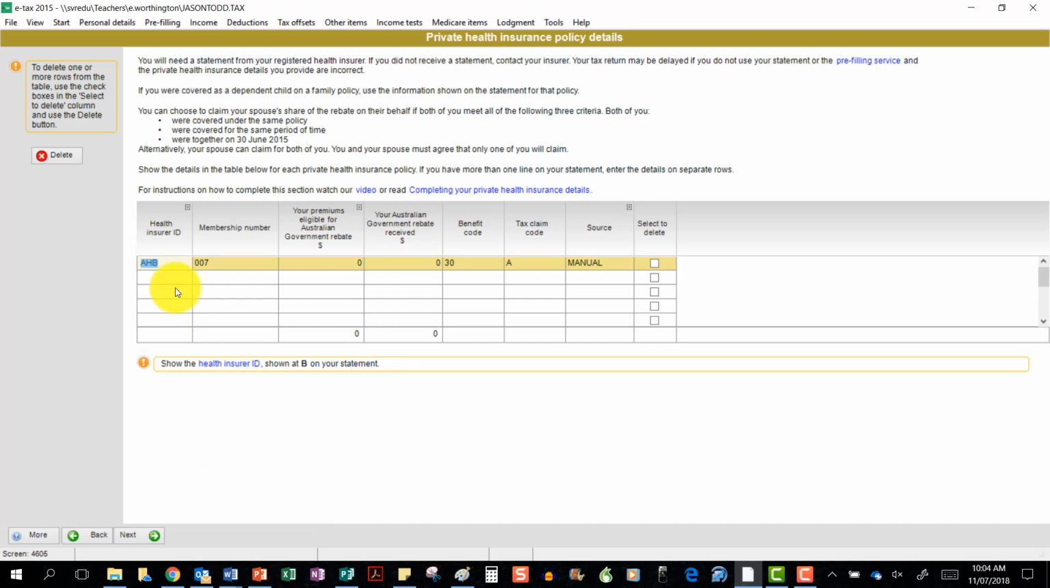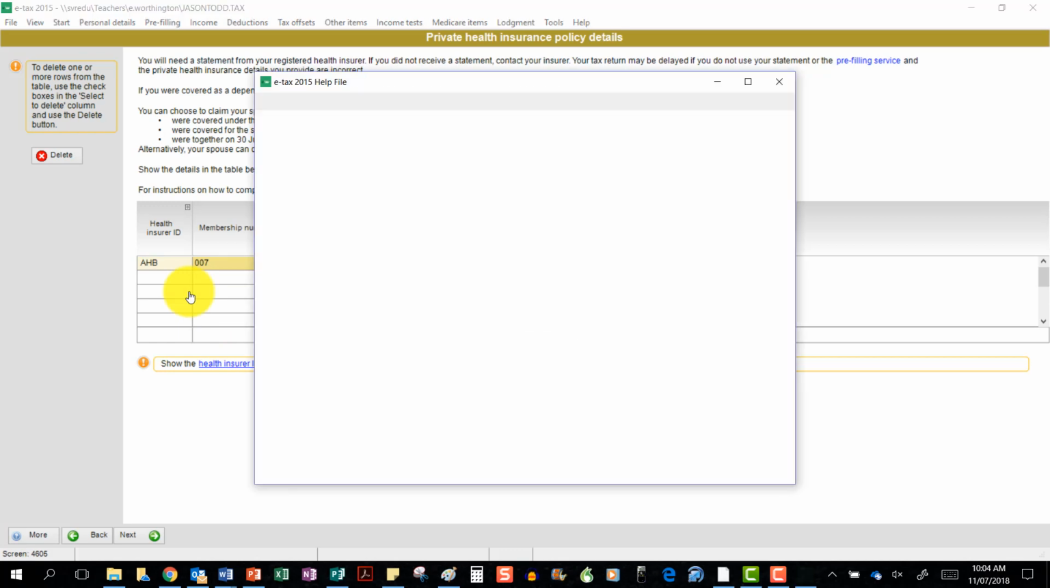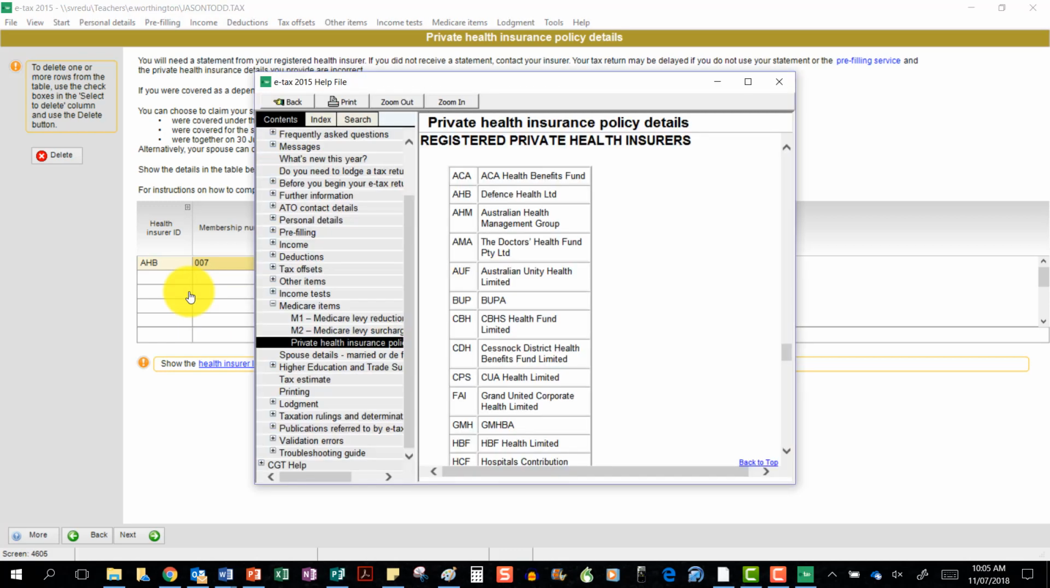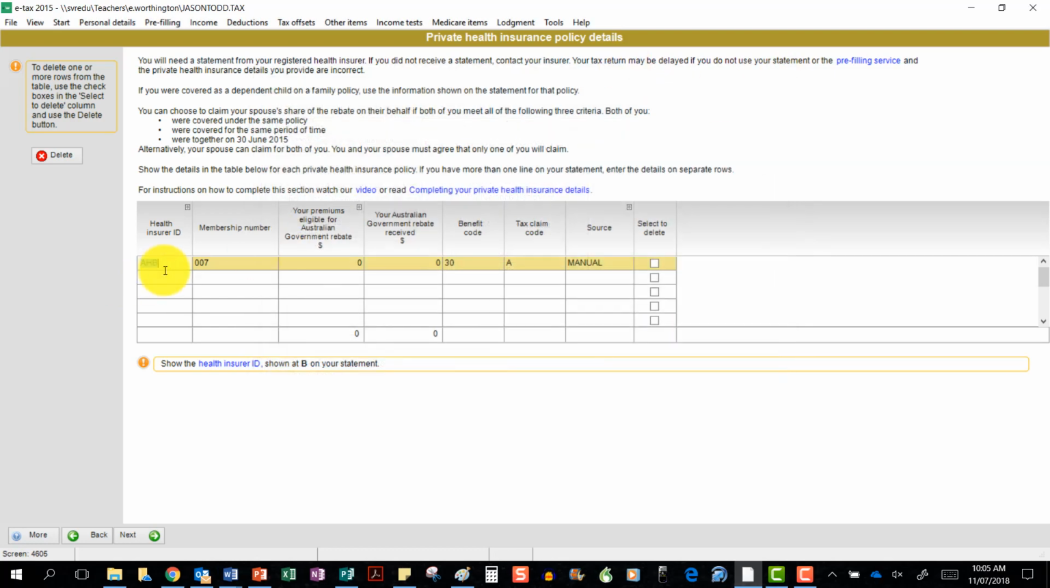And this is where we put it in. Now, with your health insurer ID, you will need to look that up. So you can click in here, health insurer ID, and it comes up with a list. The assignment has chosen one that is in the list, so please look for that. Wing Commander Jason Todd was Defence Health, so it's AHB. So you can just close that down, go back in and type AHB. The membership number was given as 007.